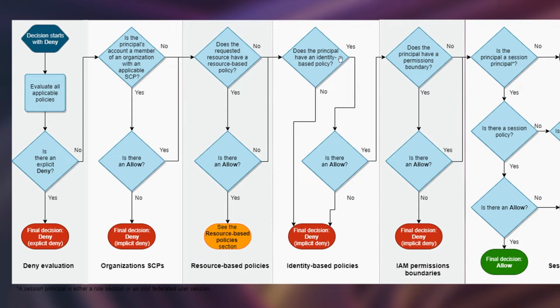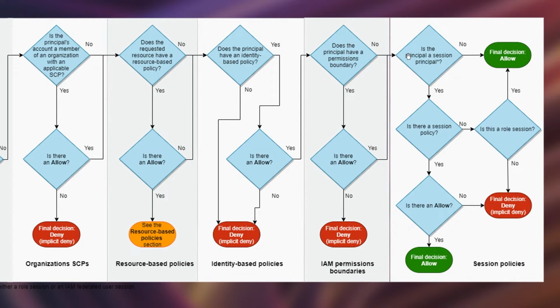And if yes, it does have an identity-based policy, we'll check whether there is an allow or not. So if there is no allow, then it also has an implicit deny. And if there is an allow, then it goes and checks whether there is a permission boundary attached to it. Does the principal have a permission boundary? And if there is a permission boundary attached to it, it will check whether that condition within the permission boundary has an allow there. So if there is no allow, then obviously it will be an implicit deny because there is no explicit allow there. So now if there is an allow, it will go there and will check if the principal is a session principal.